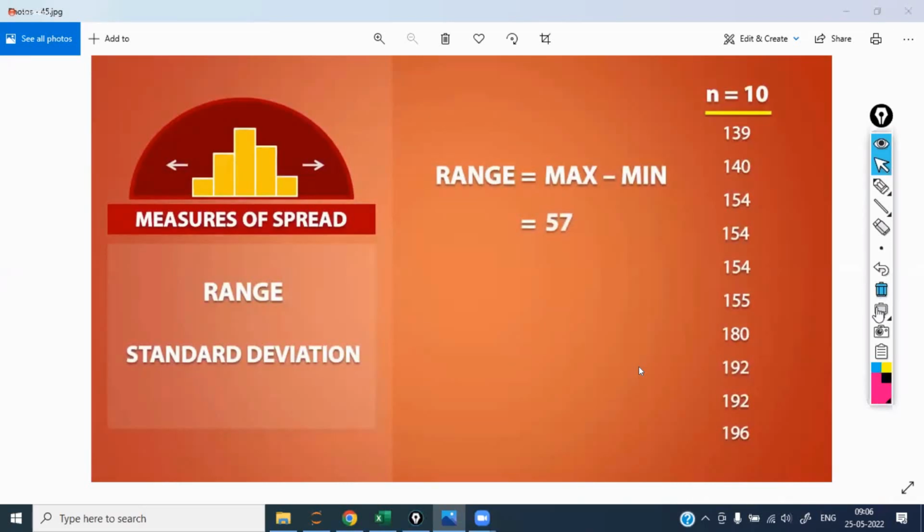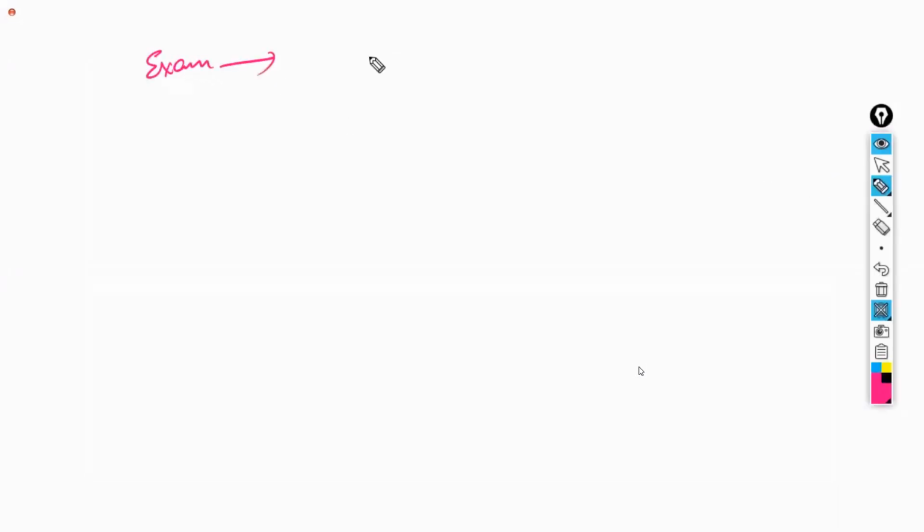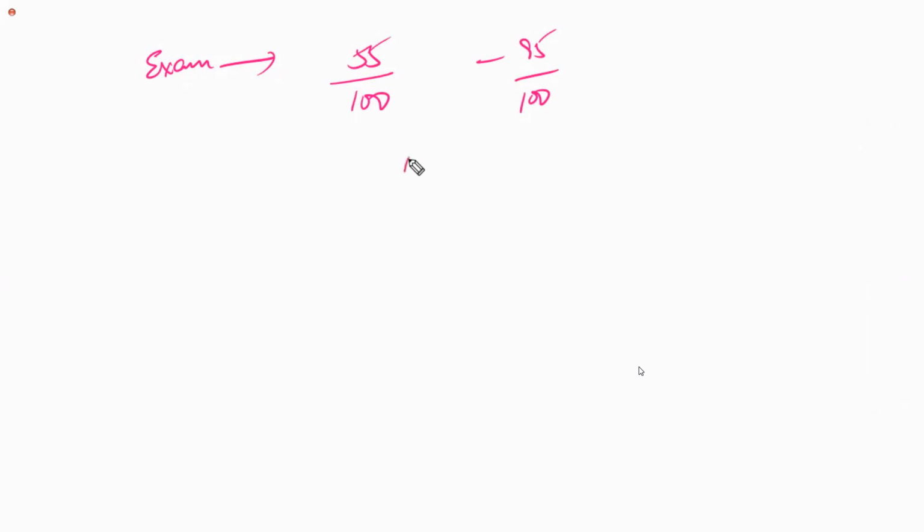So for example, in this class, I have taken the exam for the students. In the exam, the students got a minimum value of 55 marks out of 100. And the maximum is 95 out of 100. Now all the students are lying between 55 to 95 only. Minimum value is 55, maximum value is 95. What is the range between them? What is the difference between the maximum and the minimum? It means 40 marks is the difference. In this 40 marks only, every student is there. That is called as range.